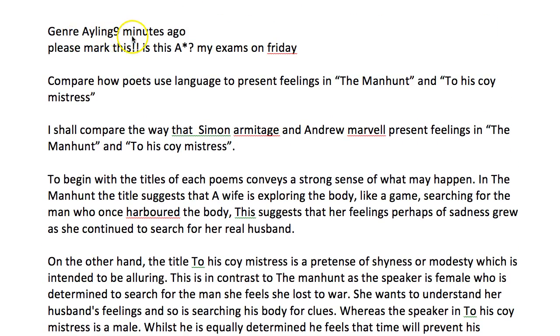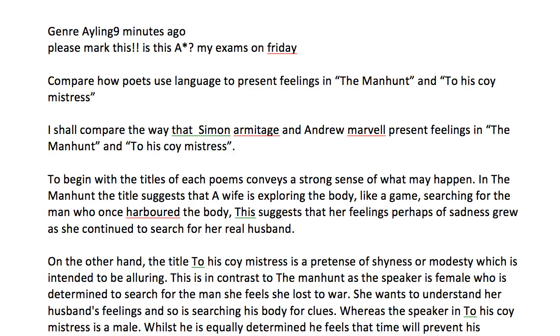Genre Ayling has posted this essay a couple of times now. Well, that's not why I'm marking it, but it's got aspects of A and A star to it, so I'm going to share it with you. He's looking at the poetry question for AQA. How do poets use language to present feelings in The Manhunt and To His Coy Mistress?